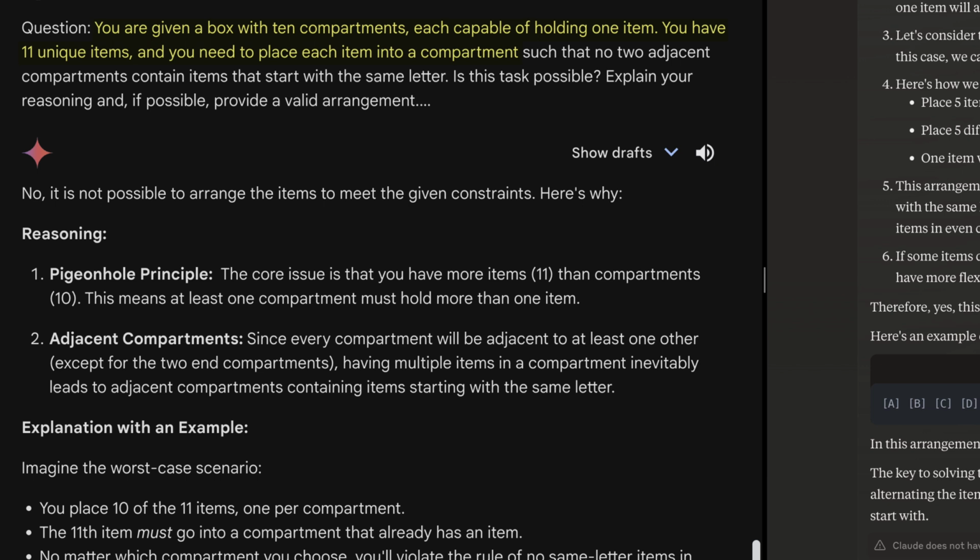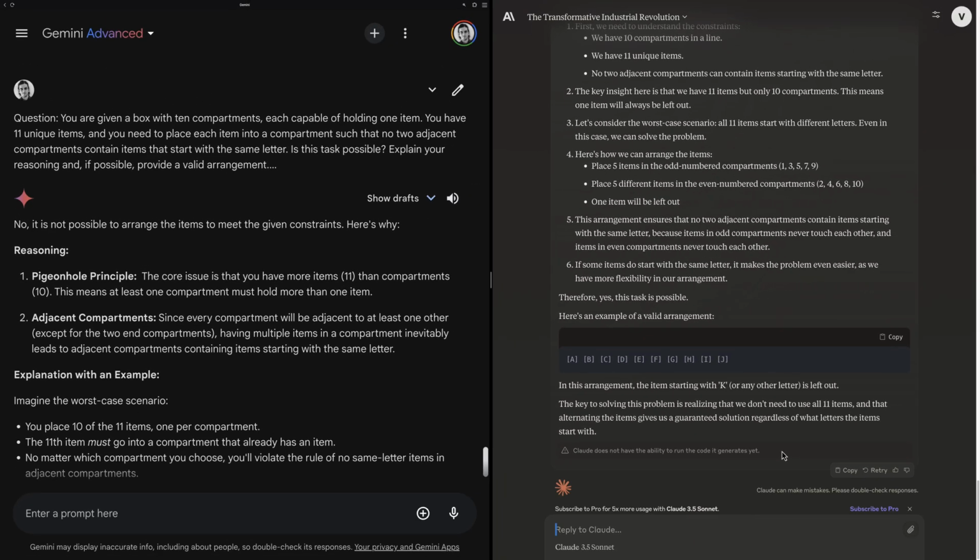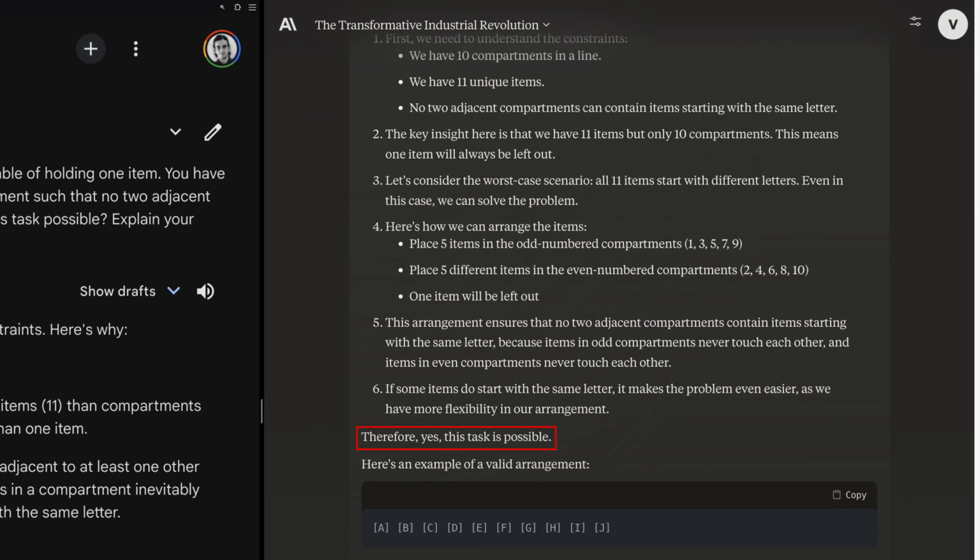Now, Gemini correctly highlighted this in its reasoning explanations here, saying that the core issue is that you have more items than compartments. However, the second reasoning step here was incorrect, saying that having multiple items will lead to adjacent compartments containing items starting with the same letter, which is not really true. Now, Claude concludes that this task is possible, and it gives some weird explanations here. For example, it says that the worst case scenario is all items starting with different letters, and then it also says that having the same letter makes the problem easier. So it got that completely backwards.